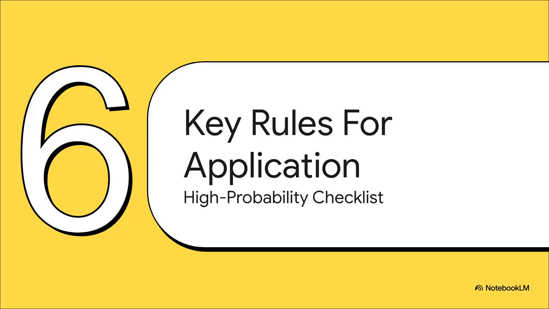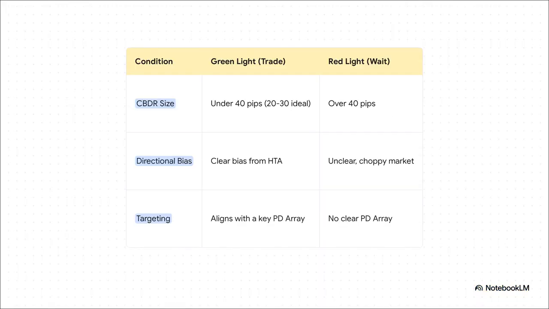So to wrap this all up and make it as practical as possible for you, let's boil everything down into a simple checklist. These are the key conditions you have to see for this to be a high probability model worth your time. So here it is, your simple go, no-go checklist. First, check the CBDR size. Is it under 40 pips? Green light. If it's over, that's a red light. The model's off for the day.